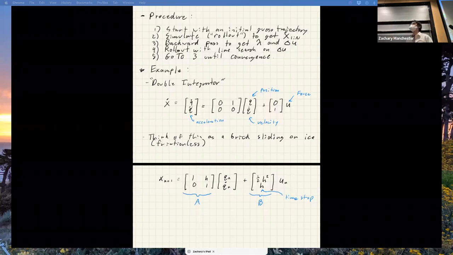Cool. Okay. Anybody else on Zoom want to add anything? All good? Okay.